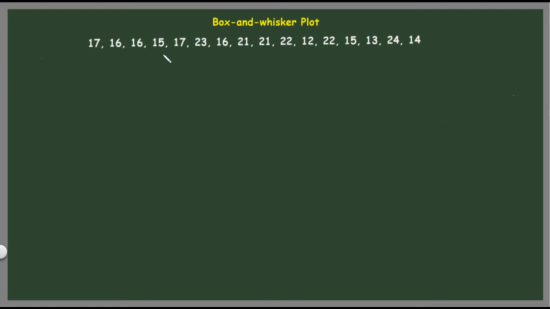So the first thing we want to do here is to order this data, because we're going to have to find a lot of medians. We're going to order it and then start to find medians. So it seems like the lowest number here is 12. Got a 12. Then the next one will be 13. I got a 13. Then I got a 14 over here.